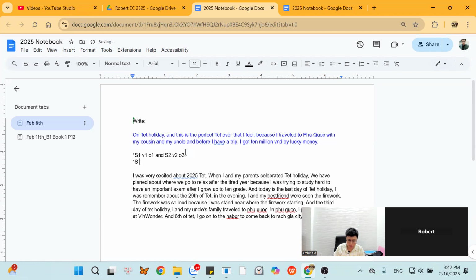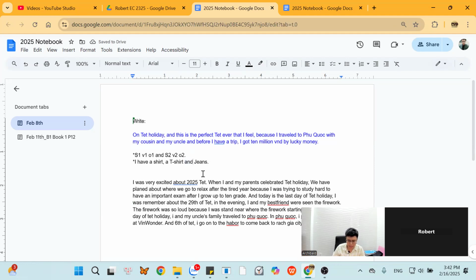For example, I have a shirt, a t-shirt, and jeans. You use and here because this is the last thing in your list. We can only use and when this is the last thing in our list, all right? So the first thing we have is a shirt, the second thing is a t-shirt, and the last thing is jeans. So if this is your last thing, you're going to use and.